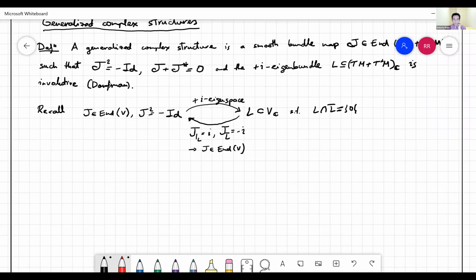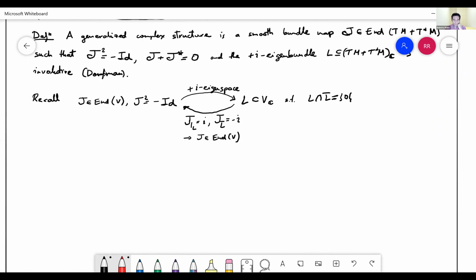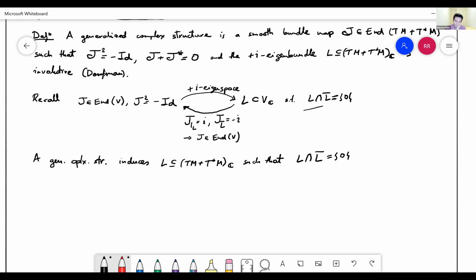So I can make use of this because now at every point I do have an endomorphism such that J squared is minus identity. So now I can say a generalized complex structure induces such a thing, and I need it in the definition in order to talk about integrability. It has this property because it has it linearly here. I just replace my vector space V by this TM plus T*M at every point. And, okay, I still have that L is involutive.